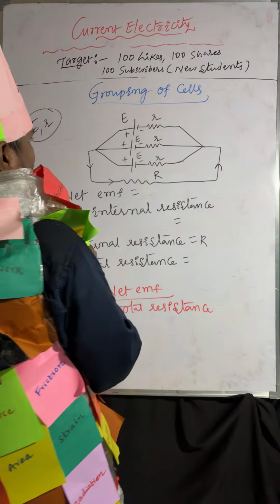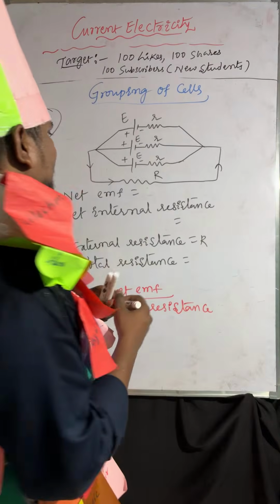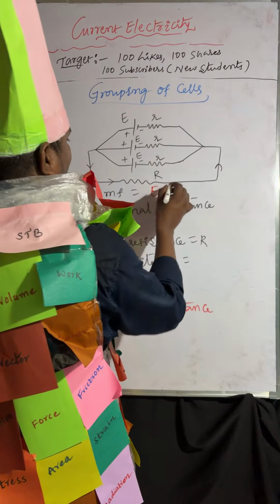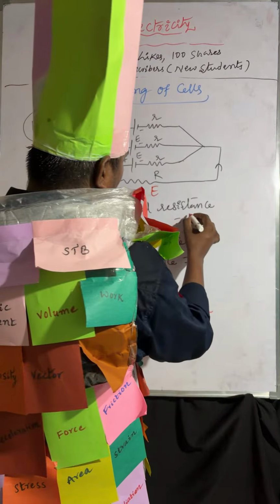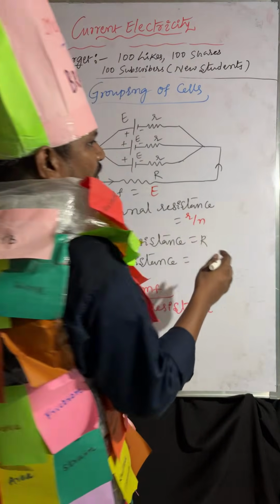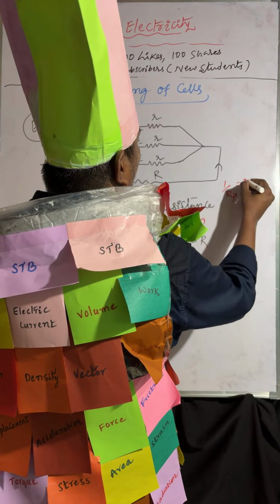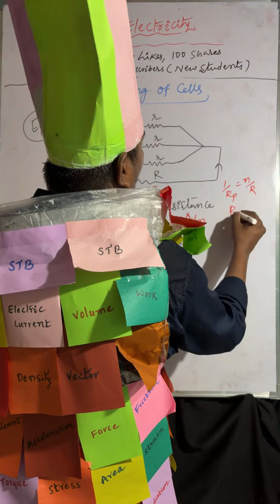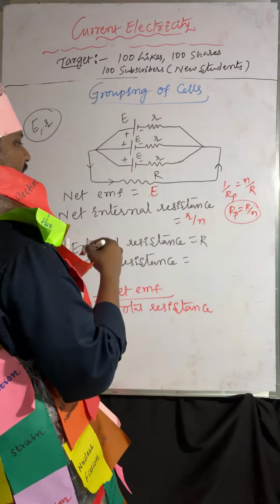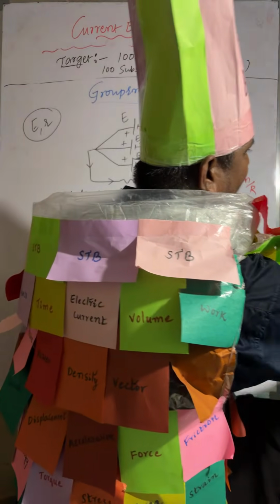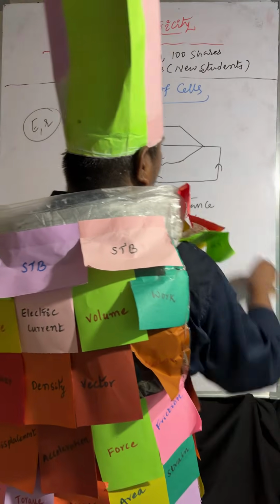Net EMF equal to now. In parallel combination, as we know, net EMF is E. Understood or not? Net internal resistance in parallel combination: 1 by RP equal to N by R, so RP equal to R by N. Here internal resistance is smaller, that's why I am writing smaller. I hope it is very clear.